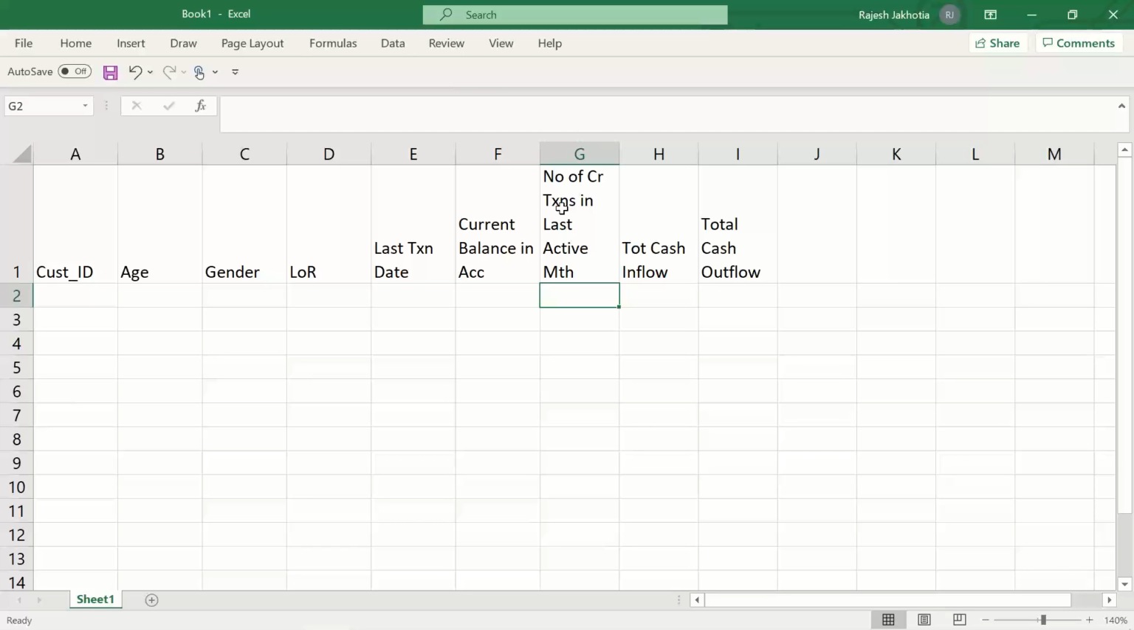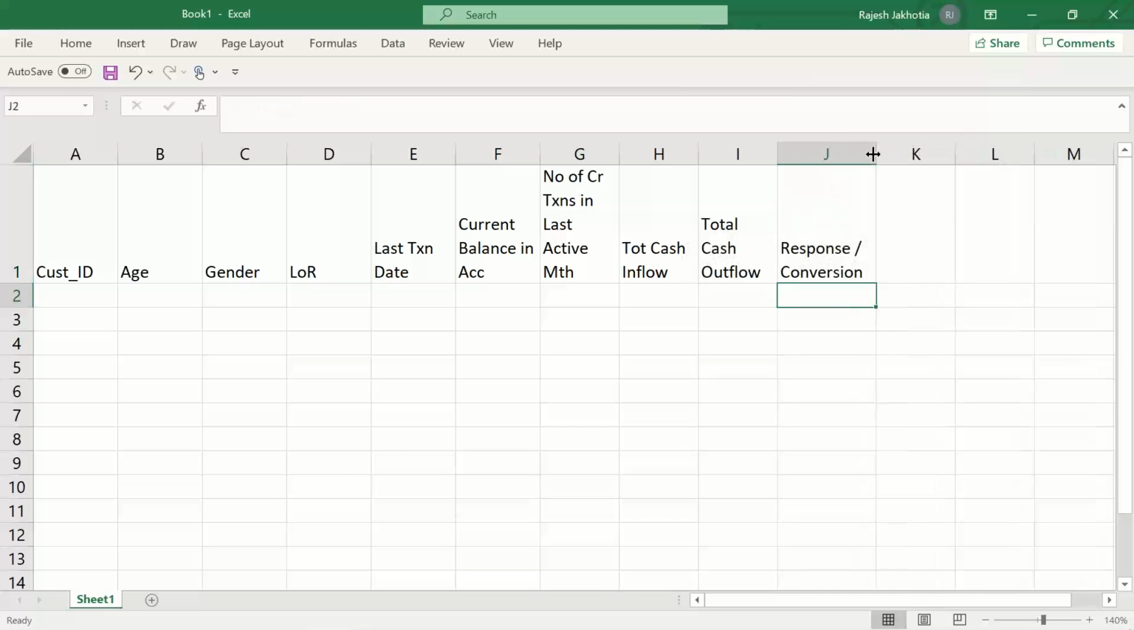At the time of campaign, you have these variables only. When you have executed the campaign, you have sent them a message, an email. After messaging, the customer responds. After the customer has responded, some customers respond and some customers don't. So you have this response, or I will say response slash conversion. Conversion means the customer took the offer. So yes, yes, yes, no, no, no, no.